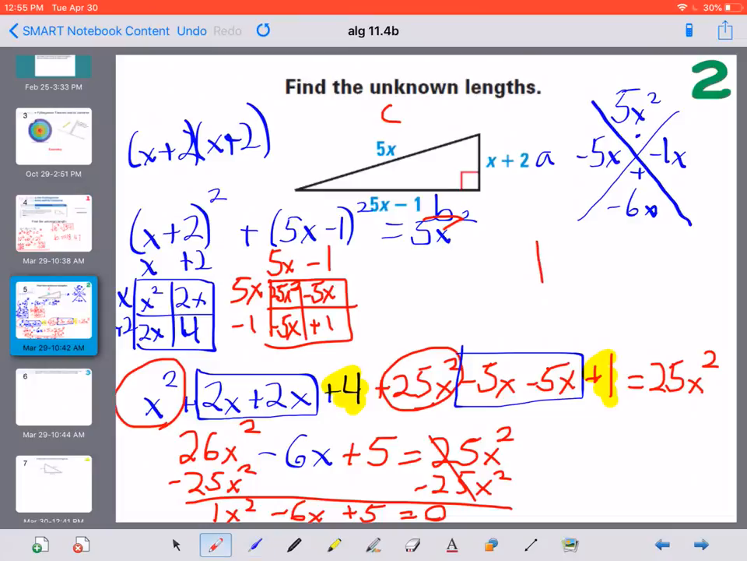So finally then I can try to find the factors of that. So we get x squared, 5, negative 5x, and negative 1x. This will become x and x, negative 5 and negative 1. Negative 5 times negative 1 equals 5, so I know we're good there.